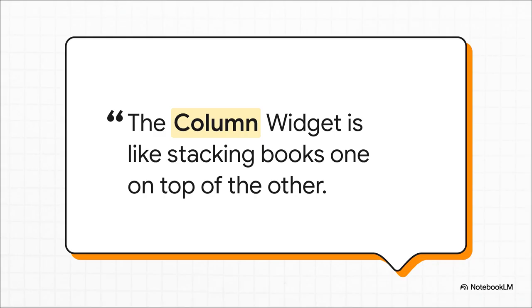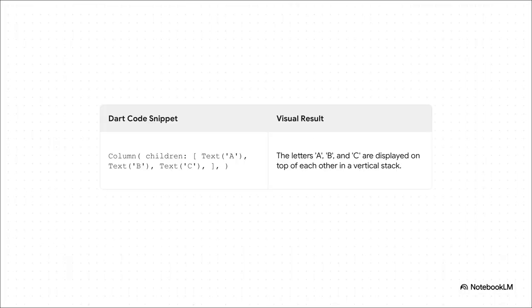So if row handles side to side, what about up and down? You guessed it, that's what column is for. If a row is like books on a shelf, a column is like a stack of books, one right on top of the other. It's the vertical version of a row. And here's the best part. Look at the code. It is almost identical to the row code. The only thing that changed is the name of the widget itself. We're still using children, we're still passing it a list inside square brackets. But just by swapping the word row for column, we completely change the layout from horizontal to vertical. That's how consistent Flutter is.